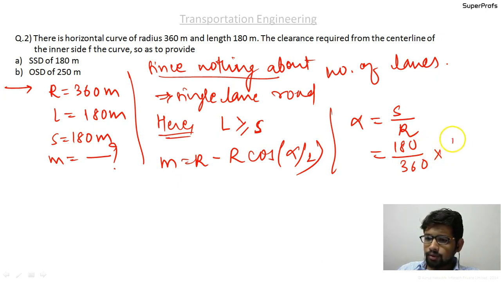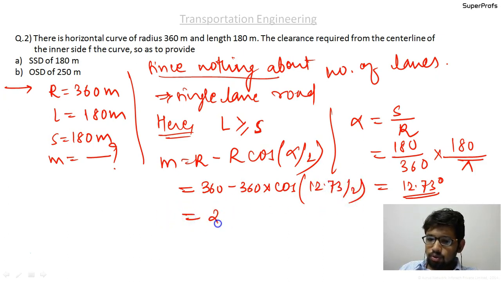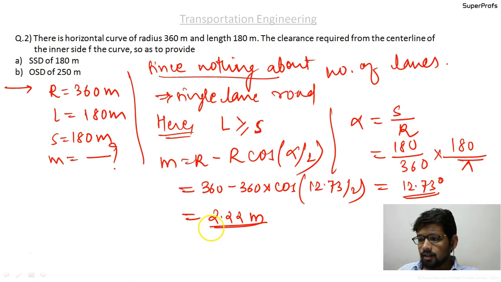To get it in degrees we multiply by 180 by pi, which equals 12.73 degrees. Okay, and just substitute the alpha value here. So R is 360 minus 360 into cos of 12.73 by 2, that is equal to 2.22 meters. That is the setback distance required for the SSD of 180 meters.